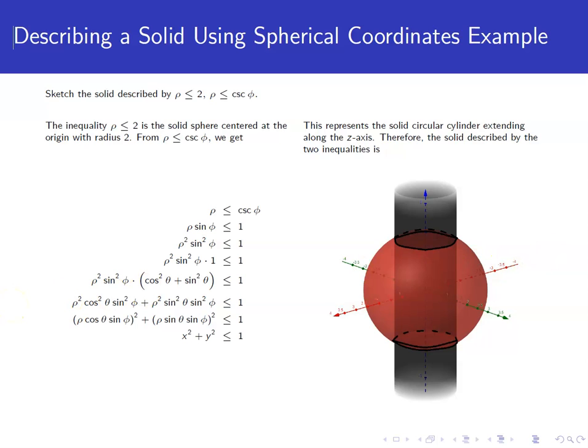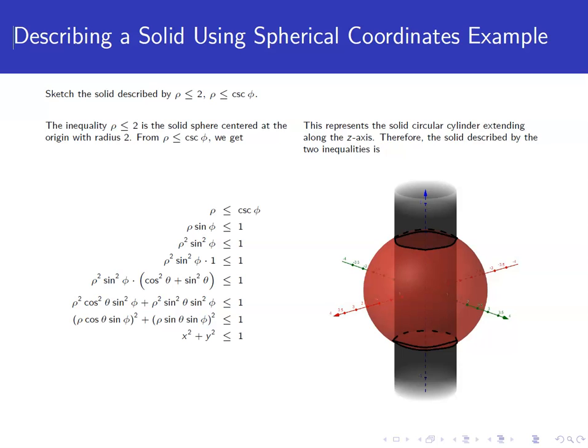In this video, we're going to look at describing a solid using spherical coordinates. They give us a couple of inequalities. The first one is rho is less than or equal to 2, and the second one is that rho is less than or equal to the cosecant of phi. And we're asked to sketch the solid that satisfies both of those conditions.